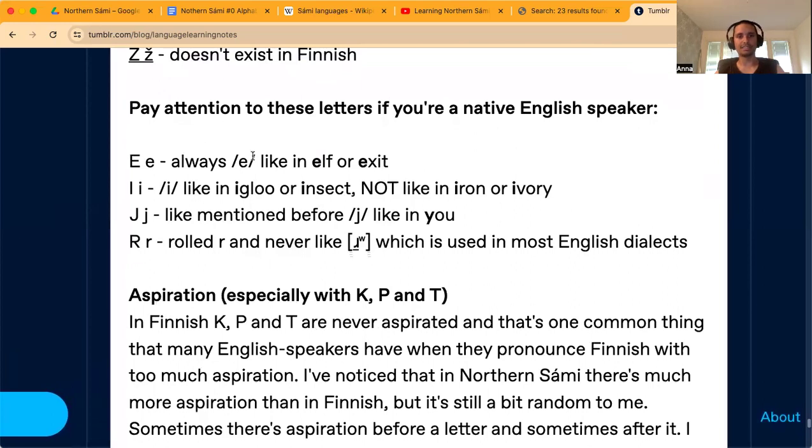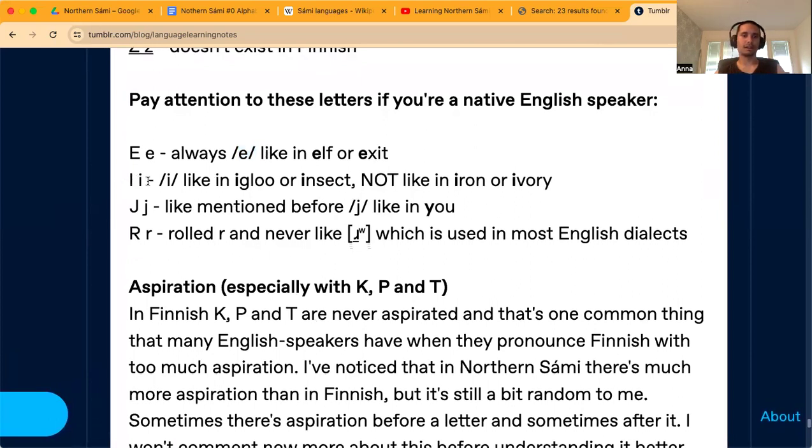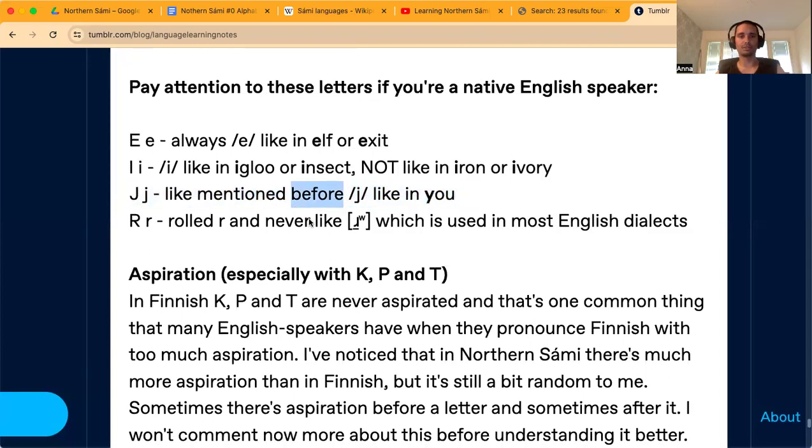E is always like A, like in elf or exit. A, always. And I is always E, like igloo or insect, not like in iron or ivory. So always E. And like I mentioned, J is Y, like in U, not J.